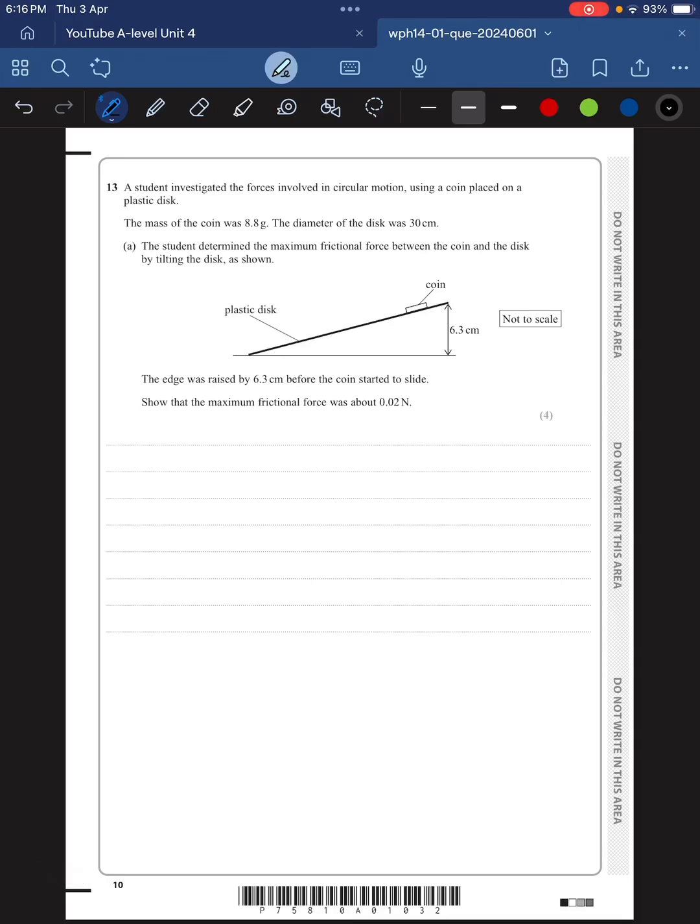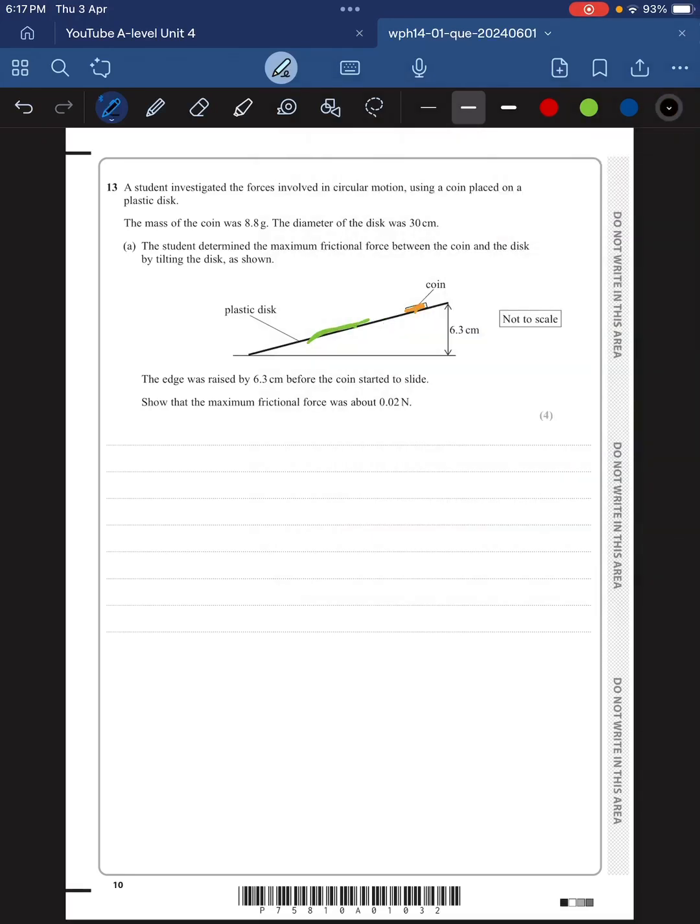and check my solutions. A student investigated the forces involved in circular motion using a coin placed on a plastic disc. So this is the plastic disc, we see it here, and this is the coin. Let's use a different color. Let's use maybe orange for the coin, sorry. Okay. The mass of the coin was 8.8 grams. The diameter of the disc was 30 centimeters.